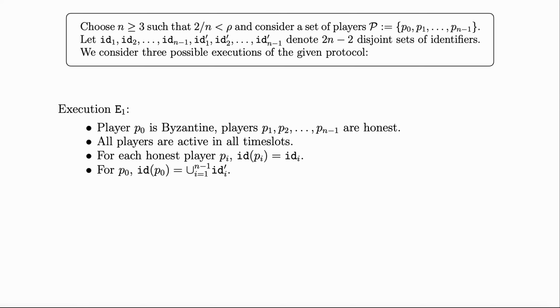For P0, the Byzantine player, we're going to let them control all of these identifiers here, ID1 prime up to IDn minus 1 prime. All players receive an input of 0, so we immediately know that all the honest players have to terminate and output 0.